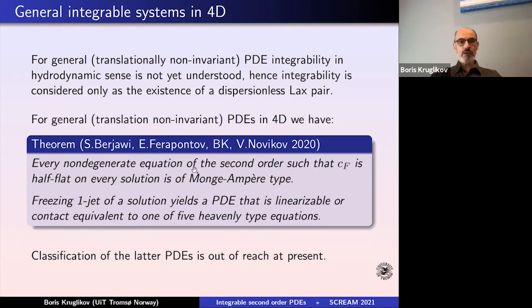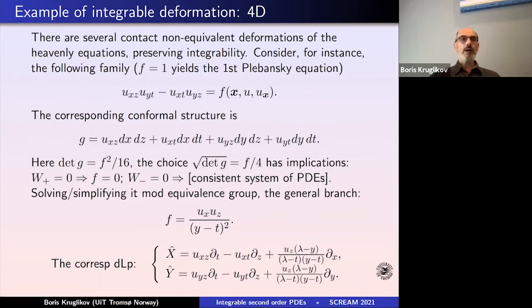So every non-degenerate equation of second order, such that the conformal structure is half-flat on every solution, which is equivalent to the existence of a dispersionless Lax pair, has to be of Monge-Ampere type. Okay, so it doesn't matter whether heterotype or not heterotype, that's a general statement. Even stronger, if you freeze the first jet on a solution, then actually the PDE can be brought to one of the Lyubansky type heavenly equations. However, for the translation non-invariant case, the general classification is out of reach at the moment. So let me give an example of how we do deformation from translation invariance.